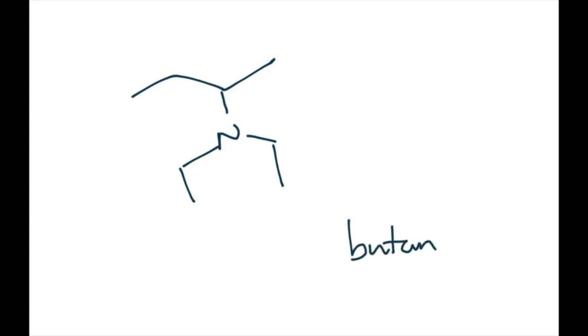Next step. Do it this way. So what would this be? It would be diethyl butanamine. Nitrogen's on carbon 2. Both ethyl groups are coming off of the nitrogen, right?